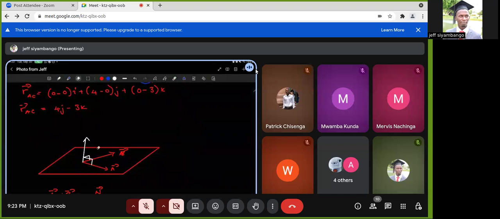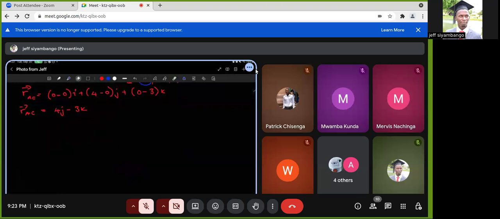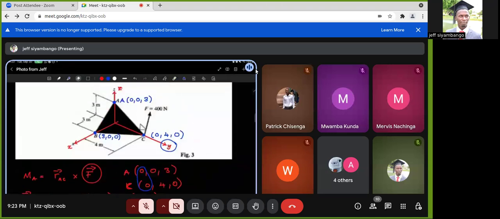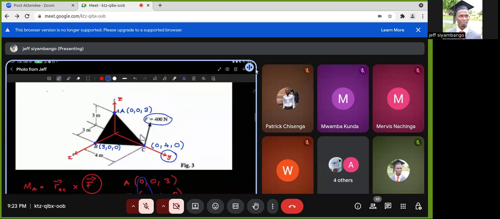What am I getting at? By the same logic, the question says the force is perpendicular to the plane. And by that, it is perpendicular to the displacement vector running this way. It will also be perpendicular to the displacement vector running that way.